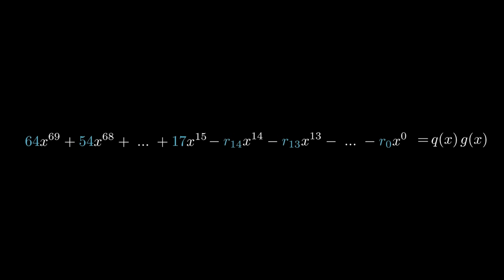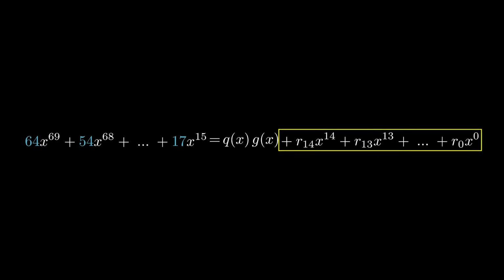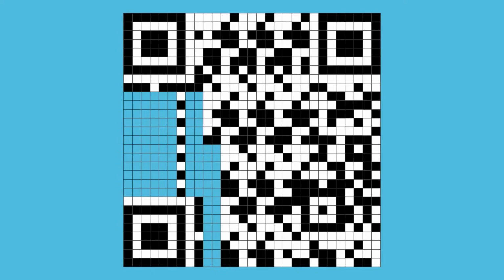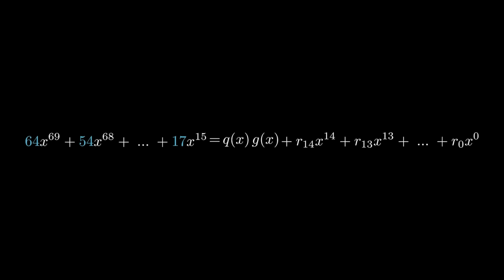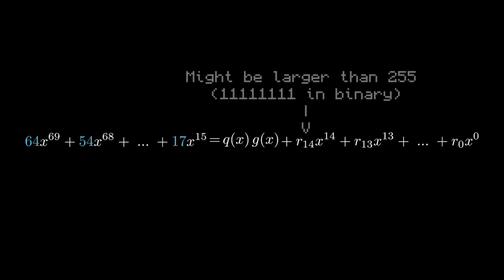But this is actually going further than you need to. If you just leave the remainder as is, then these 15 coefficients are the error correction bits that the QR code needs. Just convert each one to 8 bits, and fill up the rest of the QR code following the same zigzag pattern. One problem with this though is that after the division, the coefficients of the remainder might become larger than 255, which can't be represented with 8 bits anymore.